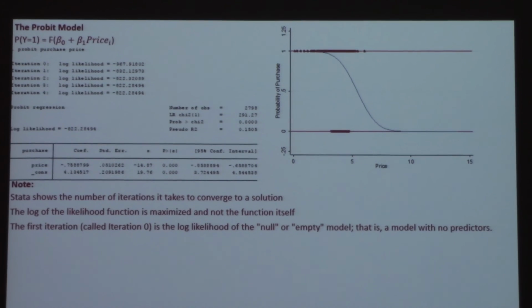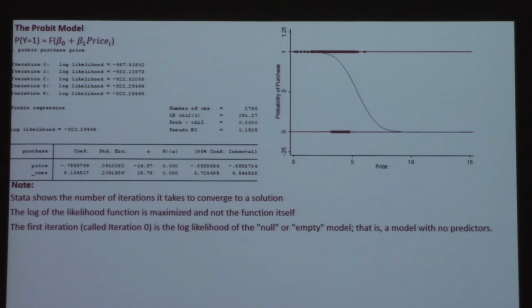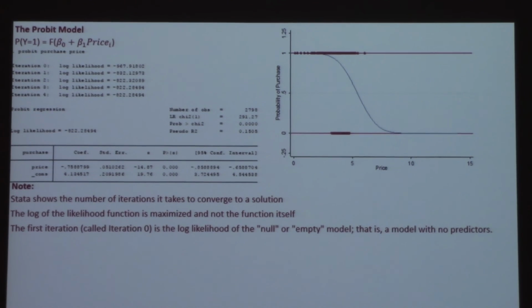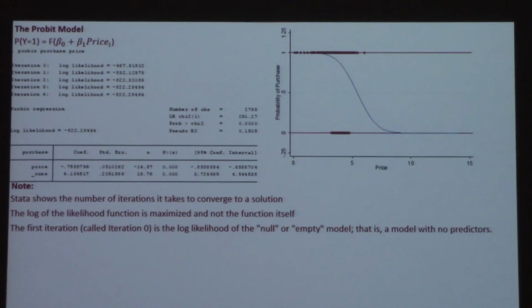The first iteration, iteration 0, is called the null or empty model, and instead of running probability y equals 1, beta 0 plus beta 1 price, it basically runs one without any independent variables, and that's called the null model. And essentially what it does is it starts adding the independent variables to see what happens to the likelihood function. So again, it's called maximum likelihood.